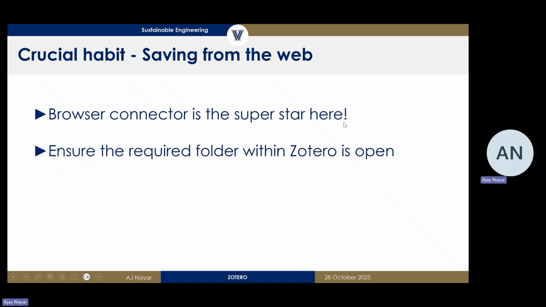The crucial habit we should have is to save from the web. That's where the browser connector becomes a superstar. At least on a starting basis, try to ensure that your required folder within Zotero is open before you click on it. But that is not always possible. Sometimes when you're looking through your mobile phone or a tablet, you may not have the app, which is installed on your laptop or desktop, at hand. So keeping this required folder in Zotero open is not always possible, but you can do that if necessary.